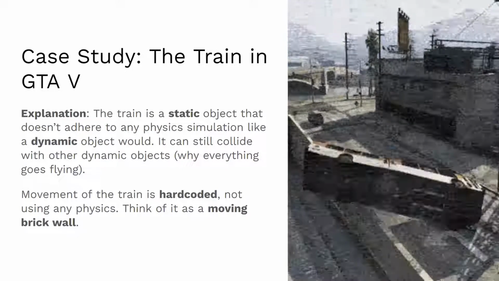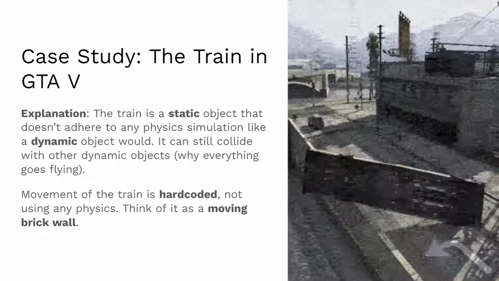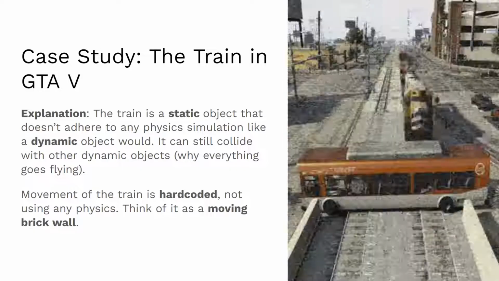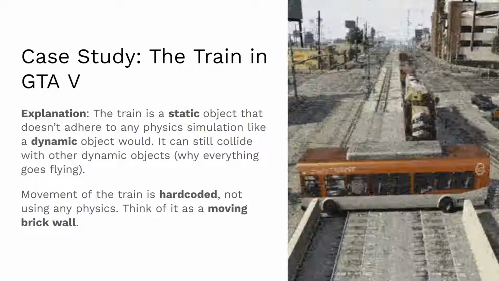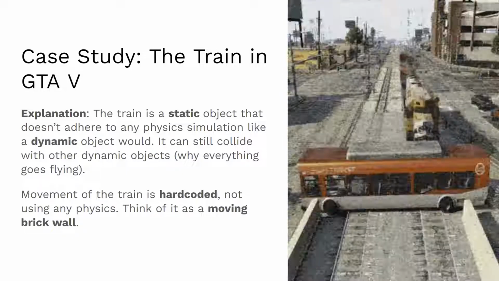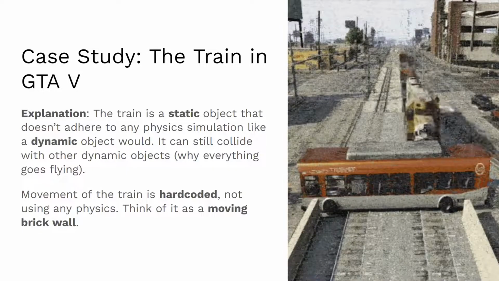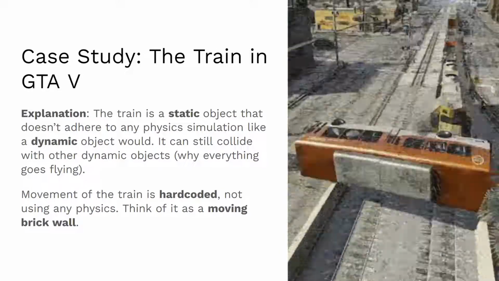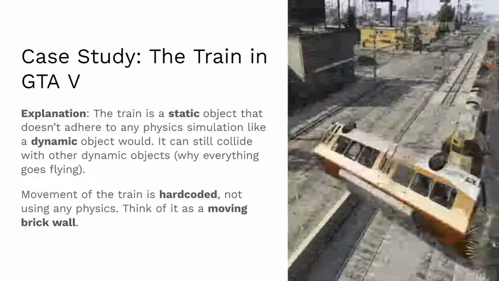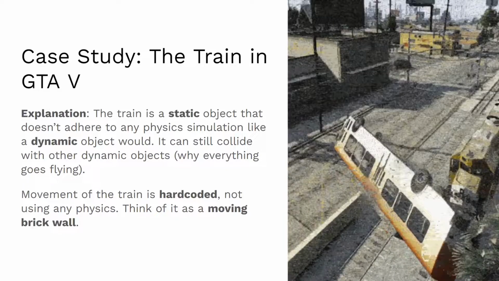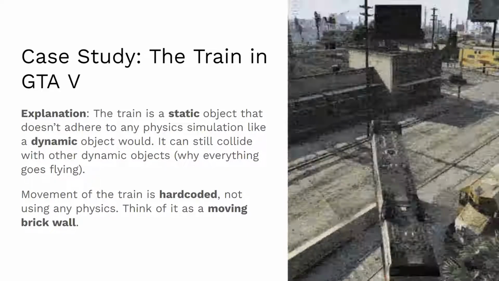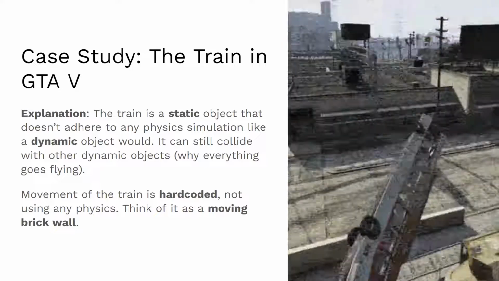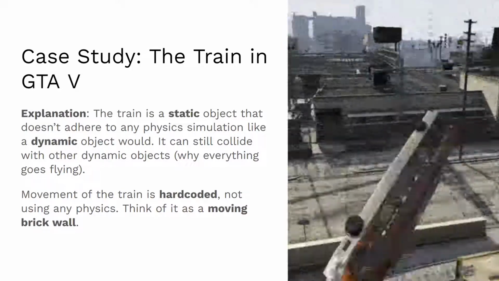So think about that example of trees earlier. When you ram into a tree, it doesn't actually do anything. This is the exact same thing, but the train moves. Why is that? Well, the movement of the train is not physics. It's hard-coded into the train itself to always move, never stop, and because it doesn't adhere to any sort of physics simulation at all, we think of it as a moving brick wall. So that's why you cannot ever stop the train, no matter how hard you try.